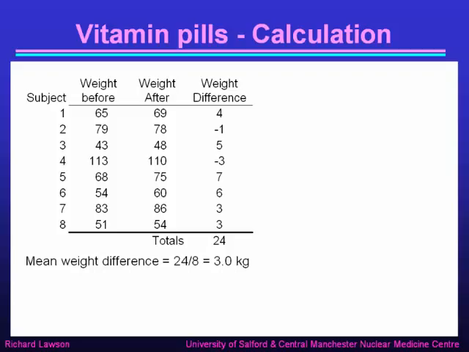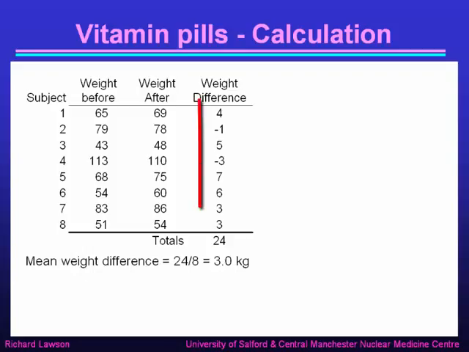To do the calculation, we first of all start by taking the difference in weight. So the first subject was 65 kilograms before and 69 after. That's a gain of 4. The next was 79 before and 78 after, which is a decrease of 1. So we have a difference of -1, and so on. We calculate the differences for every patient.